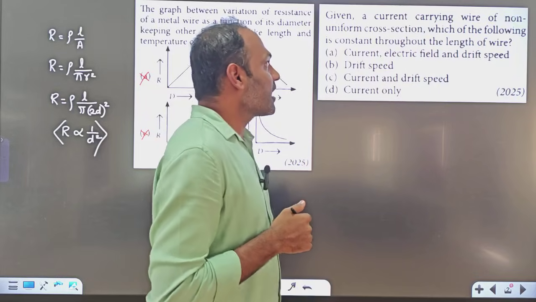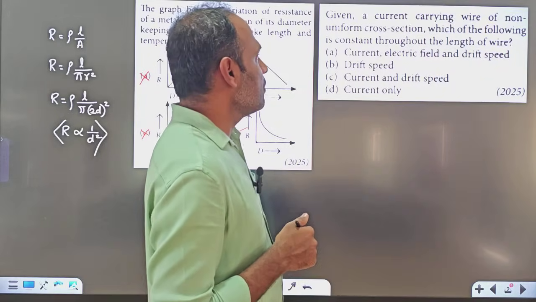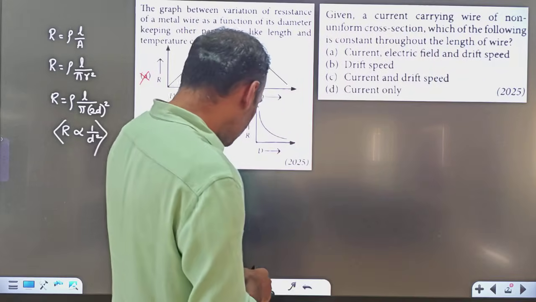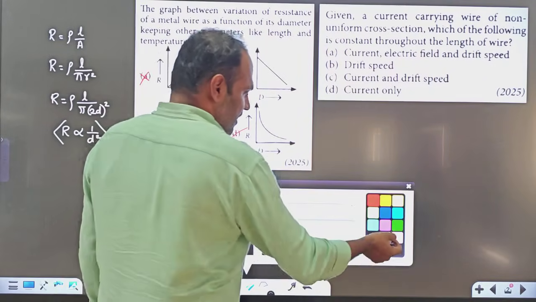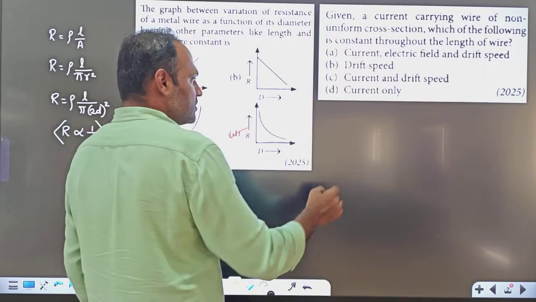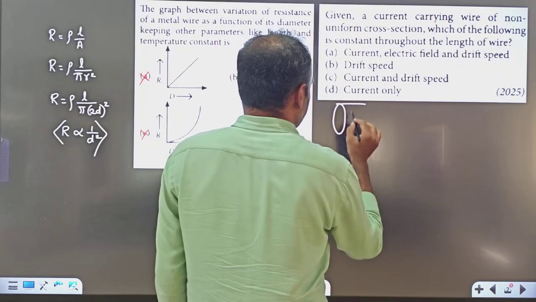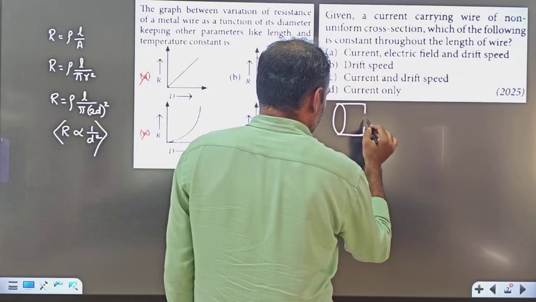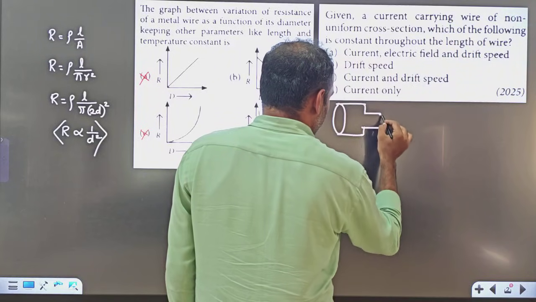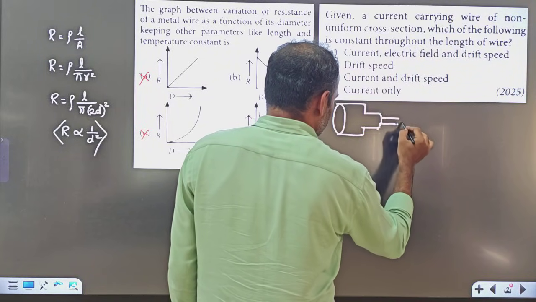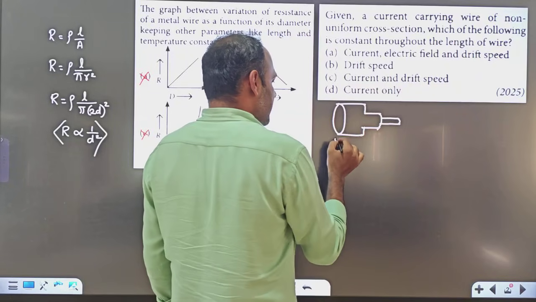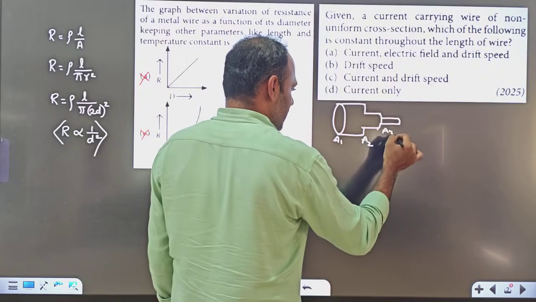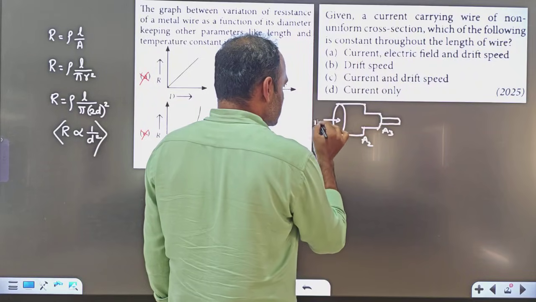Given a current carrying wire of non-uniform cross section, which of the following is constant throughout the length of the wire? For a non-uniform wire, we have learned a concept. I will tell you this. Even if the cross sectional area of the wire is different, the current will be the same. Here the area is different, right? So the current in all these parts will be the same.